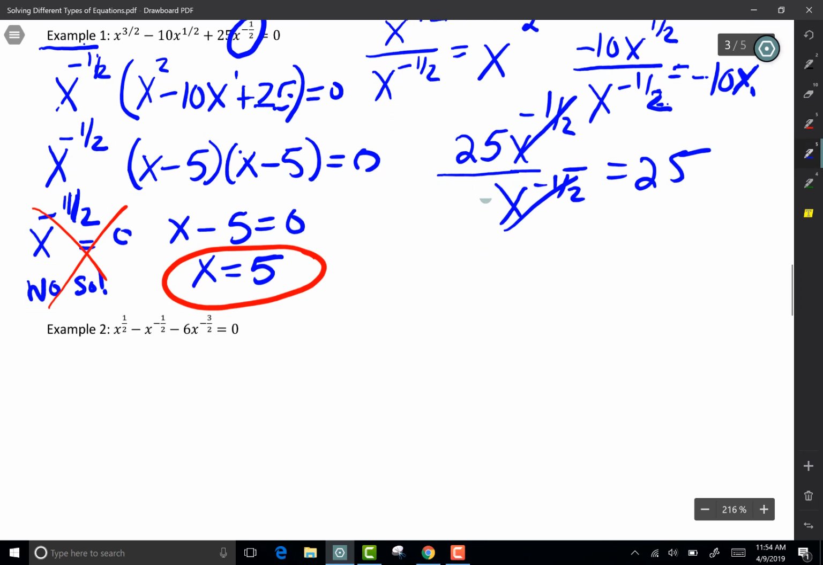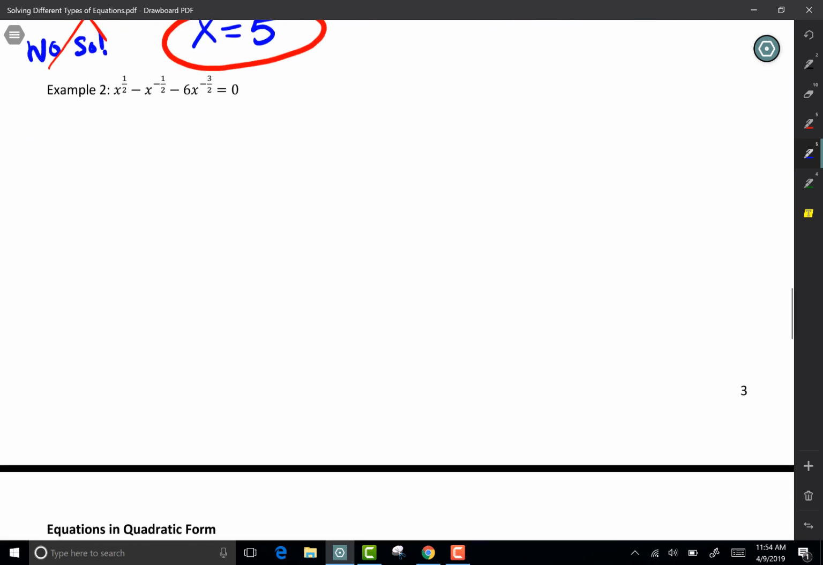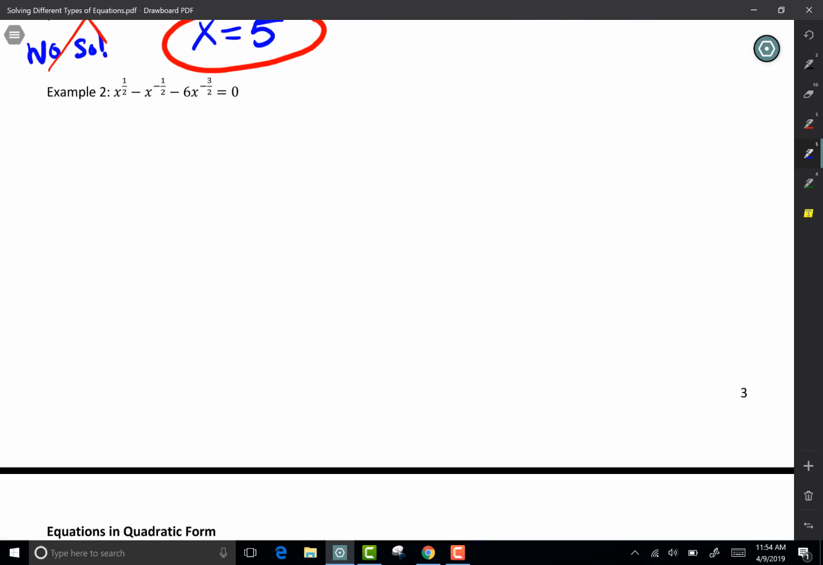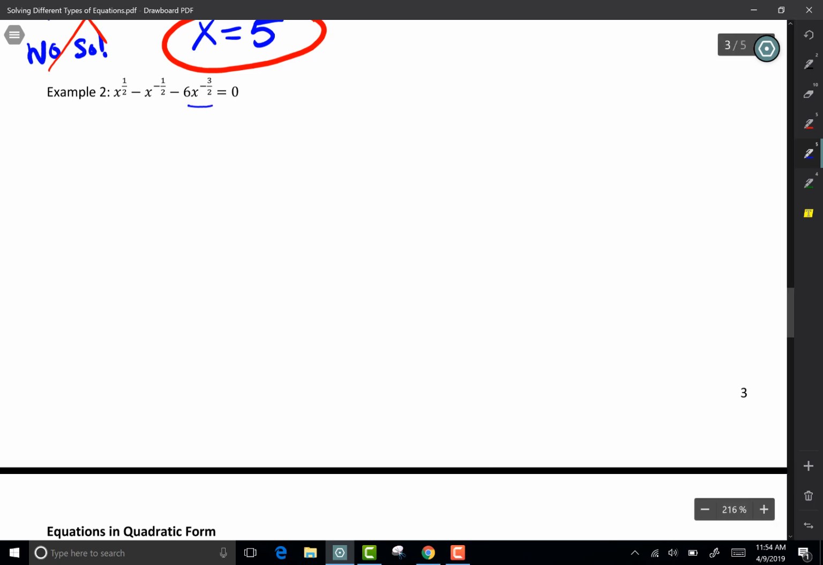Okay, next example was fractional exponents. Again, we want to make sure it's ordered from largest exponent to smallest exponent. And in this case it is. I have my largest exponent, which is a half, down to negative a half, and then down to minus 3/2. So now I look to see what my smallest exponent would be. It's this one right here, x to the negative 3/2. So that's what I'm going to pull out. That's what they all have in common.